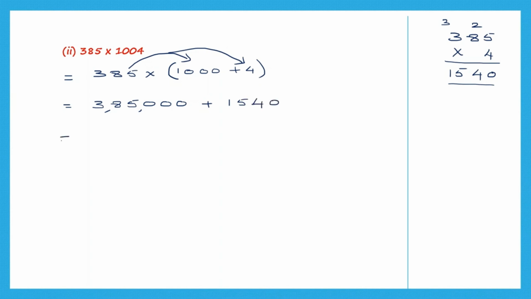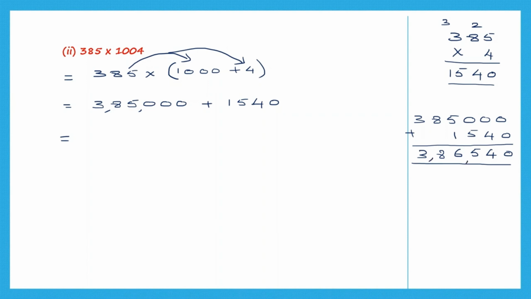Now we just have to add up these two numbers. We have 3,85,000 and 1,540. So let's add up these two numbers. So 0, 4, 5. 5 plus 1 is 6 and then we have 8 and 3. So what do we have here? 3,86,540. Let's write it here. 3,86,540. So this is our final answer.